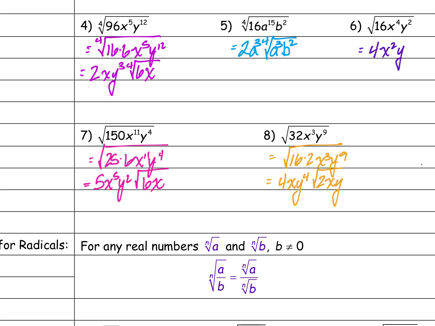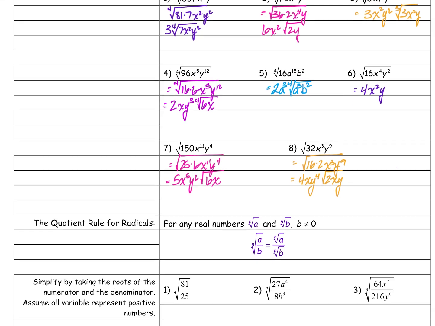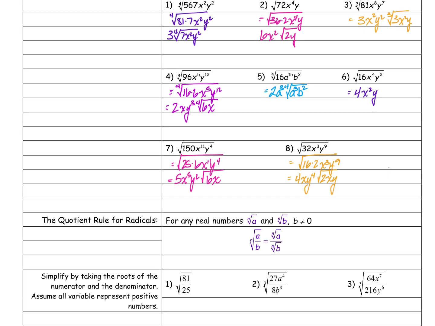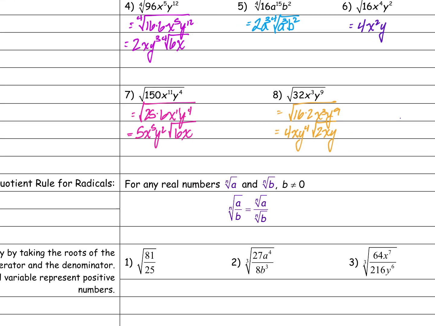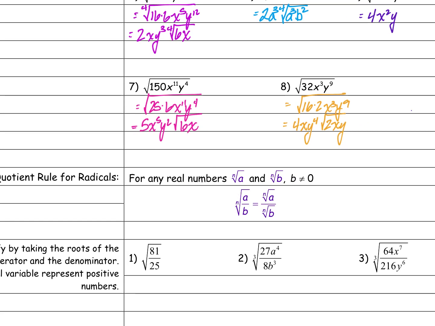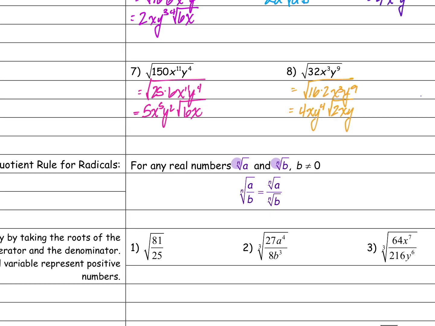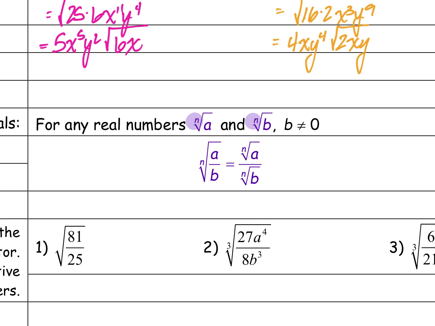Okay, so yesterday we did multiplication of square roots. Today we're going to do division. And basically it's the same thing as yesterday, as long as my nth root is the same and b does not equal 0, because remember, can't have a 0 in the denominator. The nth root of a over b equals the nth root of a over the nth root of b, so I can divide them into separate square roots. So that's all that's saying.